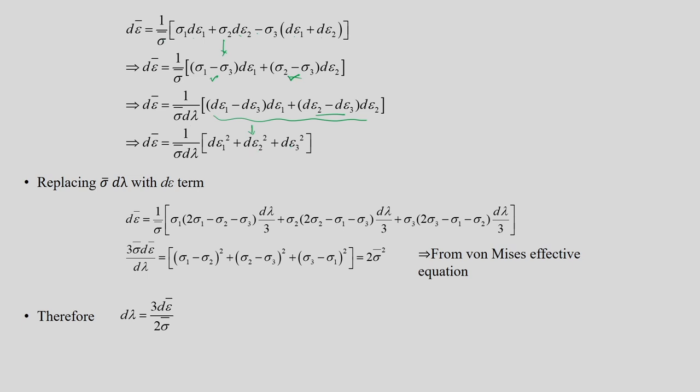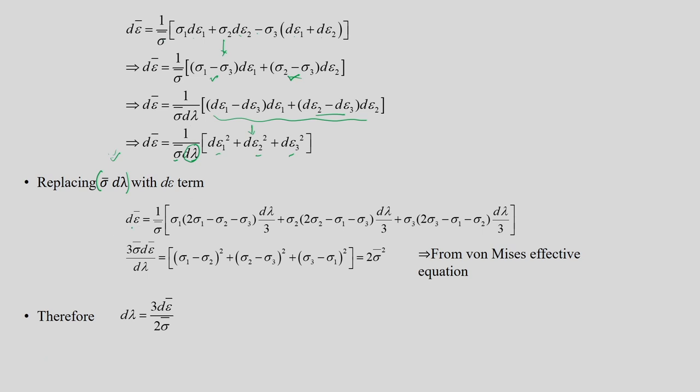So this is the equation I actually need, because sigma bar can be found out, d lambda is an arbitrary constant value, and all the strain increments can be obtained from new and original dimensions. But there is one problem: this d lambda is actually undefined. Now I want to remove it. When I remove it, I can also remove sigma bar in one way, so that this entire equation will be a function of strains only, or strain increments only. So I am going to replace sigma bar and d lambda with the d epsilon term.